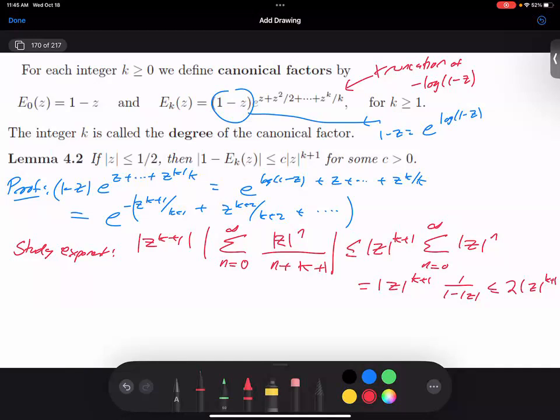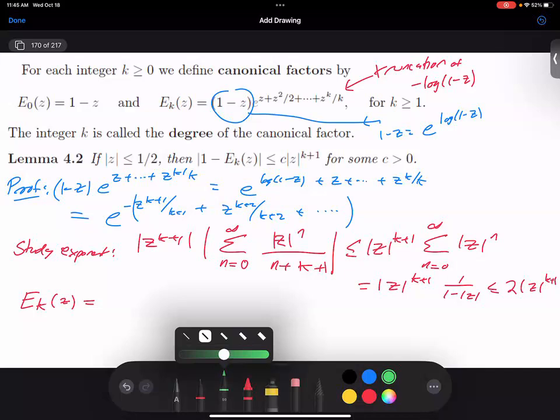What do you think is going to be true when z is less than 1/2, if k is large, what should be true about z to the k plus 1? Goes to 0. So when I exponentiate, what does it go to? 1. So if I look at e_k of z, e_k of z is going to look like, let's do 1 minus.